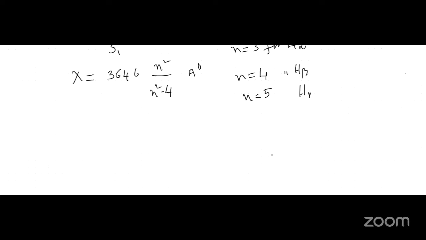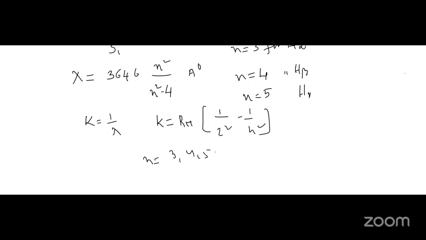He represented this formula in terms of the wave number, given by k equals 1 by lambda. According to him, Balmer's formula can be written as k, the wave number, equals R_H times (1 by 2 square minus 1 by n square), where n should be more than 2, that is 3, 4, 5, and so on. R_H is the Rydberg constant, which has a constant value.